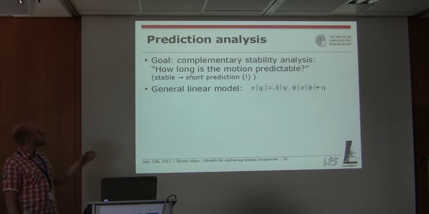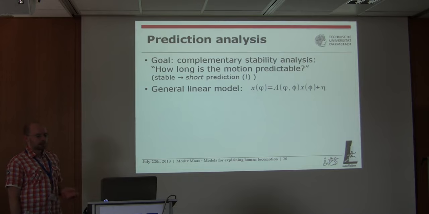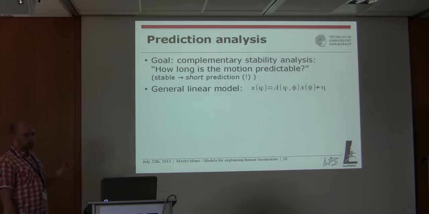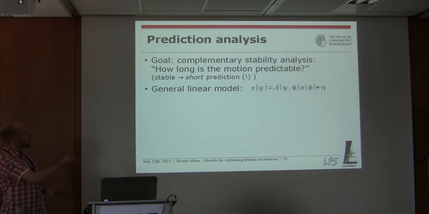So we've seen that human motion on the treadmill, human running, is really stable. But we could not really recover the eigenvalues very well. And we now make a complementary approach, which is we try to predict the motion, which is also based on the Floquet model. So we take our maps and we try to predict the motion a certain phase ahead. So this is our model that we have.